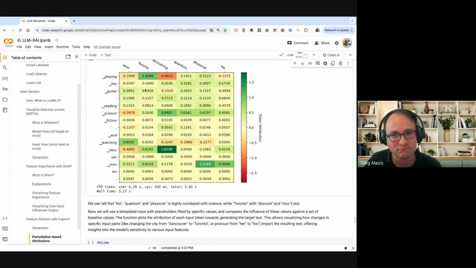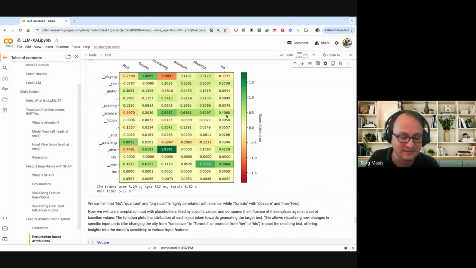Okay, yeah, Toronto seems to have this connection with movies, with obscure, Amir with watching. There might be some novel out there called Amir Watching, or I don't know, something like that. It is negatively correlated with science. I don't know why. With plane, he is, and then his is connected with science.